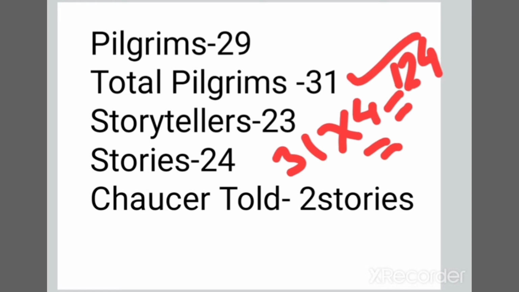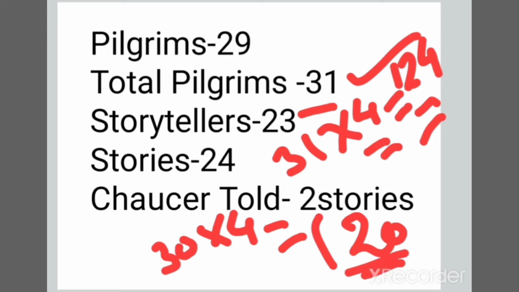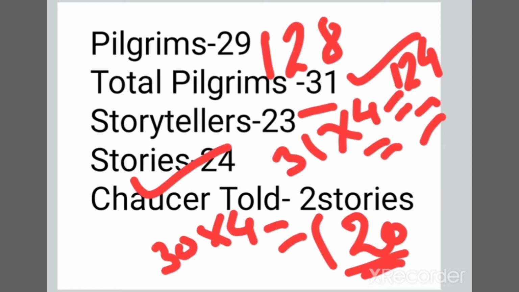So if we exclude the host Harry Bailey, then we get the number 30, and if we multiply 30 by 4, we get 120. And Chaucer originally planned to write 124 or 120 stories in the Canterbury Tales. In some of the books, it is also written that he planned to write 128 stories. But we got only 24 stories written in the Canterbury Tales.